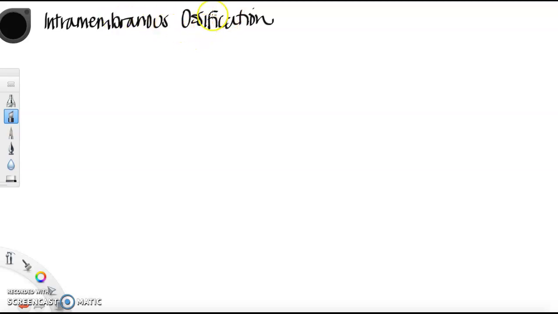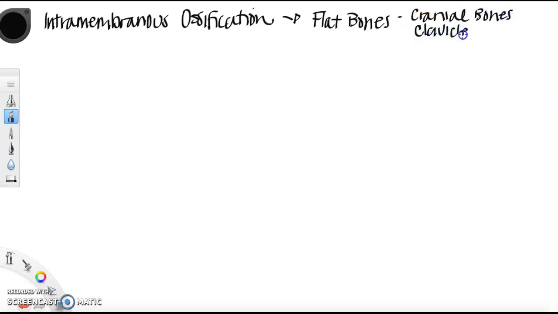In intramembranous ossification, we're looking at the formation of flat bones only. So flat bones means cranial bones and the clavicle. Okay? So in order for a bone to form, it has to form from some kind of precursor. So some precursor type of tissue. And that would be a connective tissue.